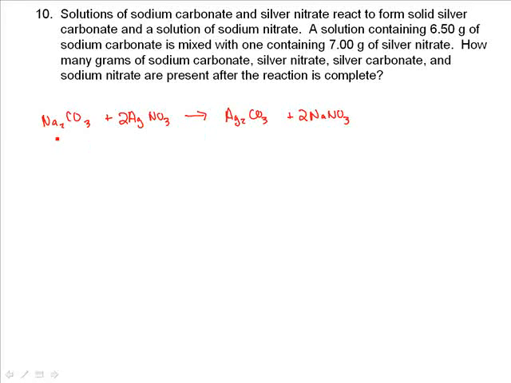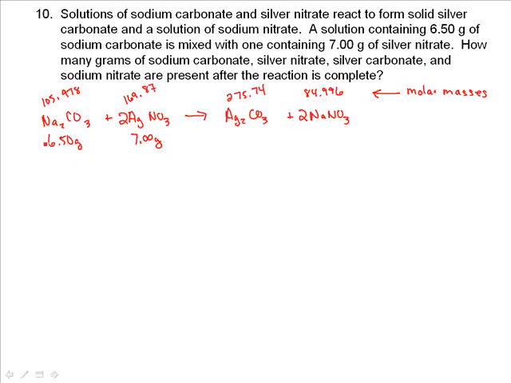Alright, so I'm going to write down what I'm given. I have 6.50 grams of sodium carbonate and 7 grams of silver nitrate. Now, just to make this a little easier, I'm going to go ahead and write down all the molar masses of these compounds. So I have 105.978, I have 169.87, and 275.74, and 84.996. Alright, so these are molar masses.